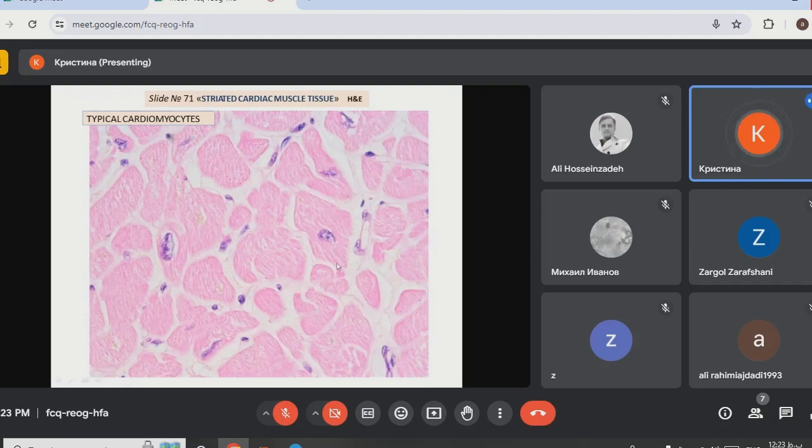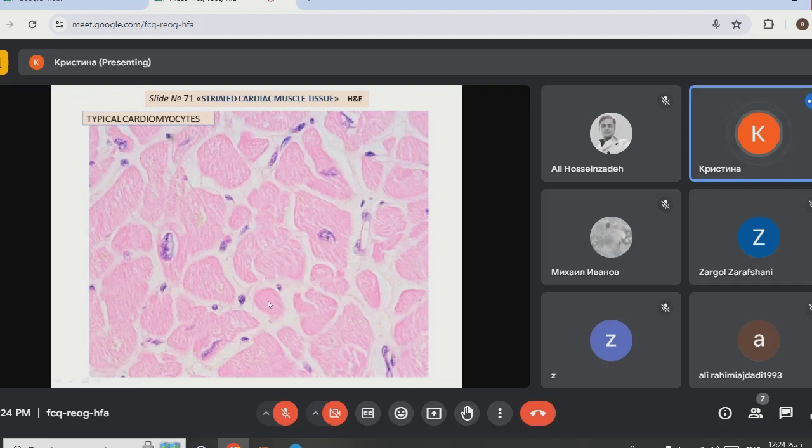This is the cross section or oblique section of one working cardiomyocyte. It is filled with a lot of myofibrils. Myofibrils are stained with eosin, and the nucleus is located in the middle portion of the cell. These are also the sections of cardiomyocytes.